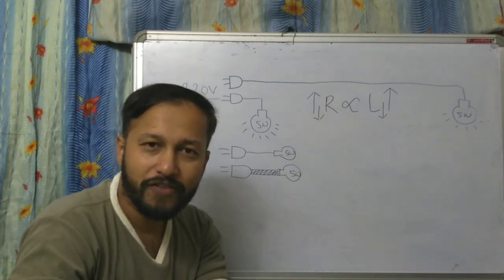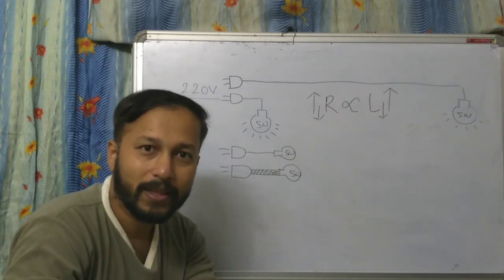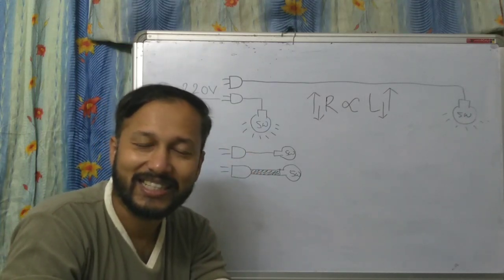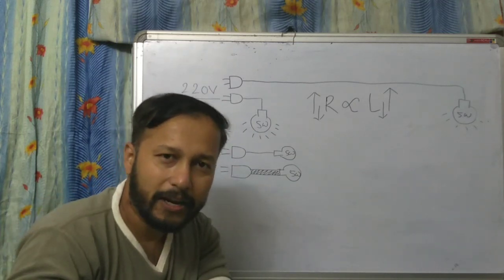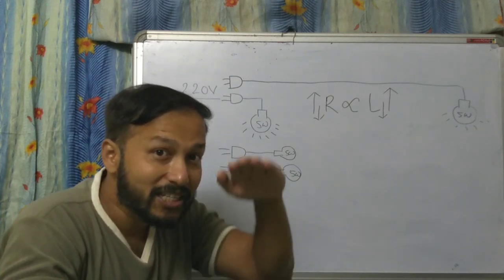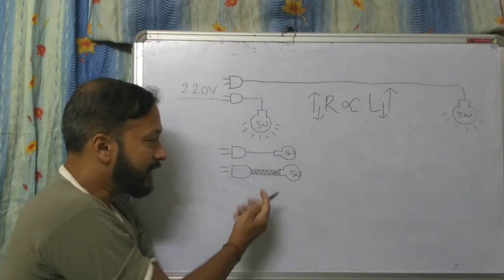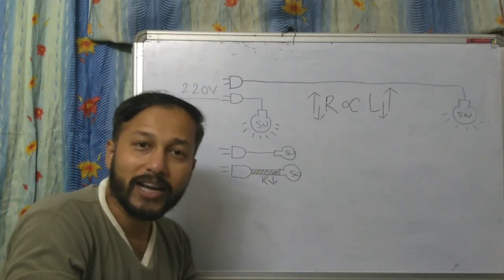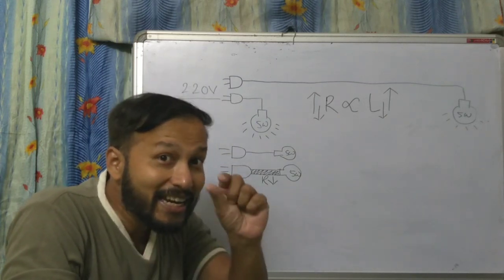So, the resistance of a wire also depends on the thickness of the wire. If you select a thicker wire, you are reducing resistance. If you increase the thickness, if you take a thicker wire, then the resistance will decrease. So, we can say that in both the wires, here the resistance is less, but here resistance is higher. So, resistance is inversely proportional to the area of the wire.